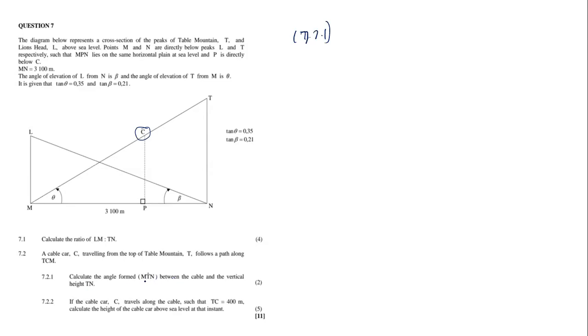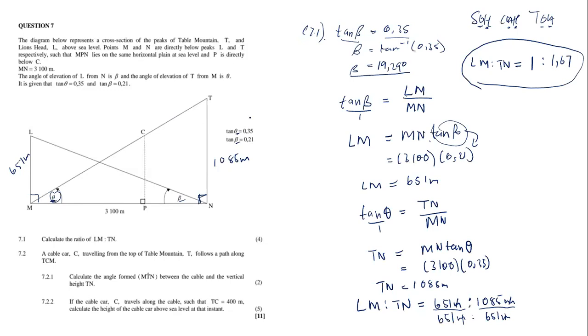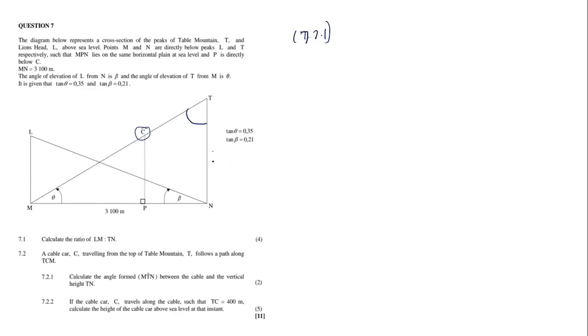So what is the name of the angle? It is angle MTN. This is the angle of interest, the angle that we actually want to determine. How are we going to determine this angle? We're going to use this diagram over here. Already, we have managed to determine the length of Tn. We said the length of Tn is 1,085 meters. So on this side, we have 1,085 meters. Our question is, how are we going to determine this angle over here?